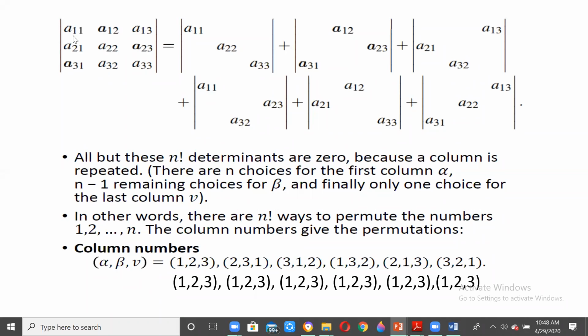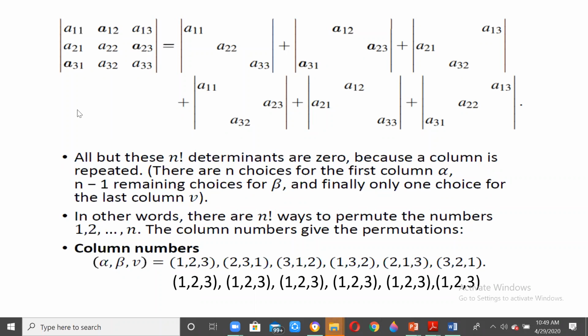That means when you consider a particular row, then options are you can have any one of the column elements. If I take row 1, then I can consider any one of the columns. But once that is over, then for the next row, that column is over. The rest 2 columns will come into picture. So you can see here that there are n choices for the first column alpha, n minus 1 remaining choices for beta, and finally only one choice for the last column gamma.